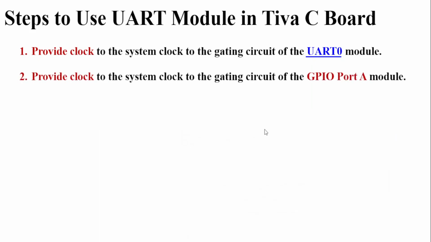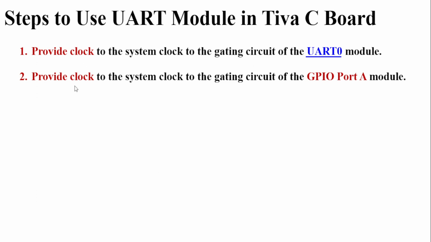Now, in our code, we are going to use UART 0. You can modify the UART according to your choice. The only thing you have to keep in mind is the pin number of the microcontroller and the port which is connected to the UART module's transmitter and receiver.